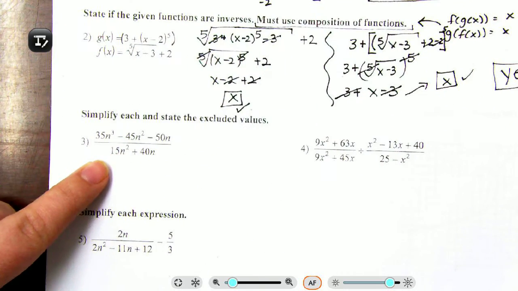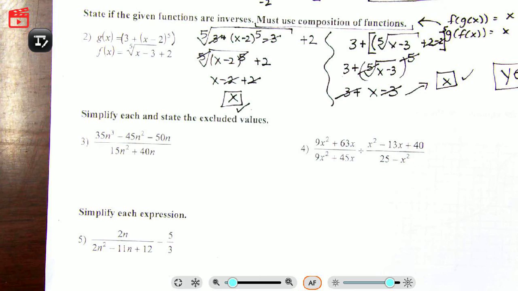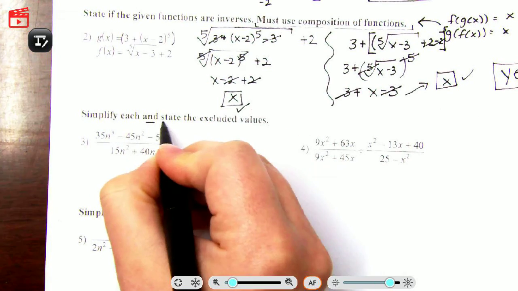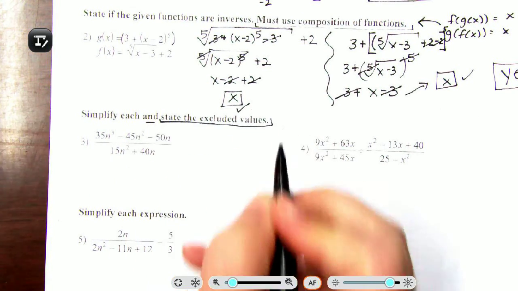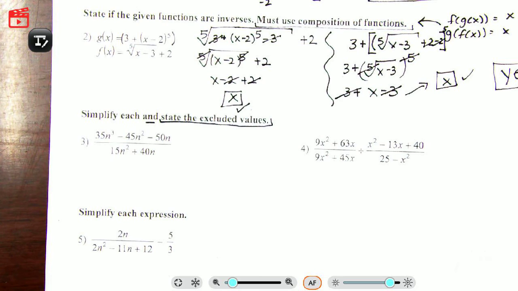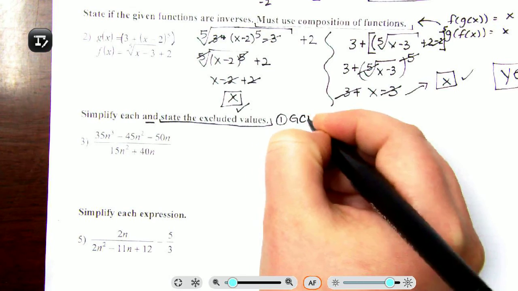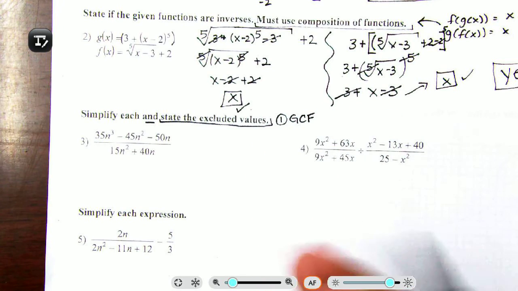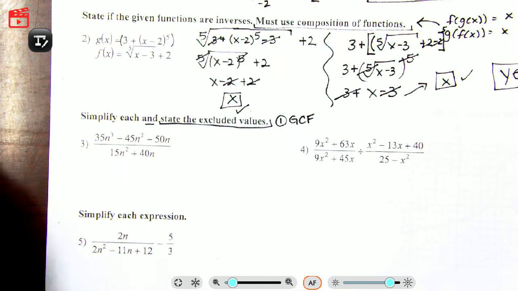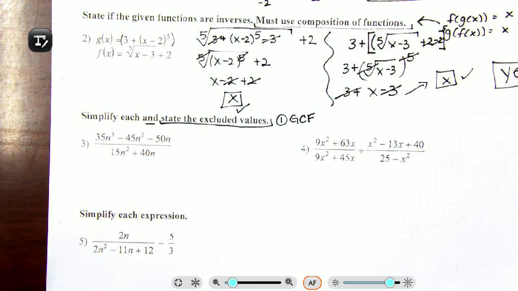Okay, let's continue here. Simplify each and state the excluded values. If you don't state the excluded values, you will be losing lots of points. Don't do that. Read the directions, follow the directions. Step number 1, when you're simplifying these, is always GCF. Pull out the greatest common factor and see if we can go from there. It'll be much easier that way, I promise you.